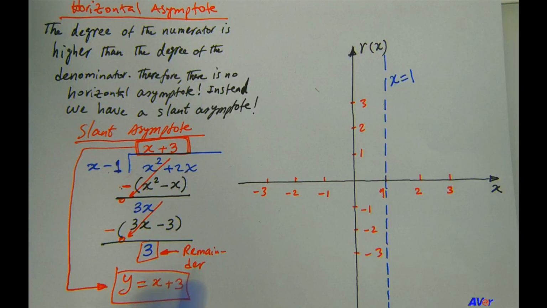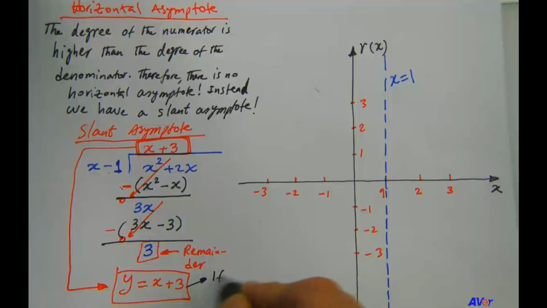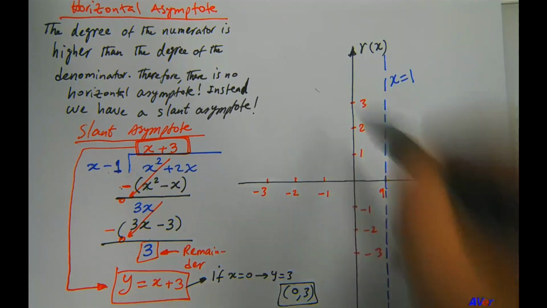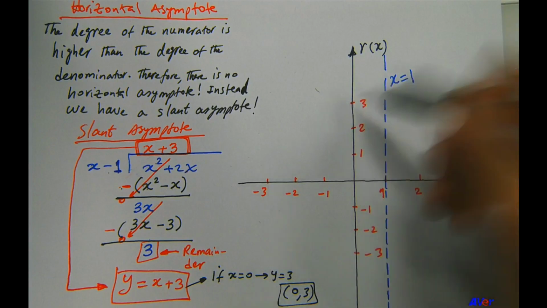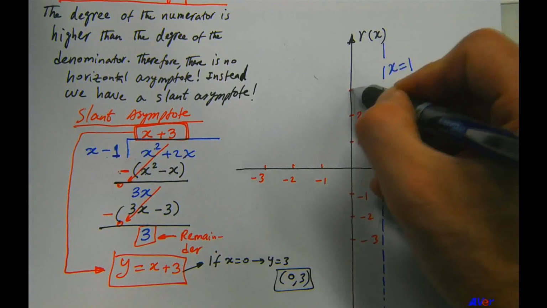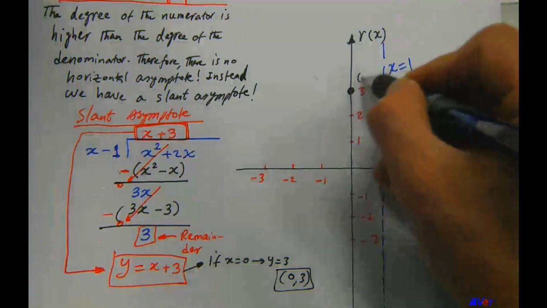So let's find where the x and y intercepts are for this straight line. Right? So we can quickly do that. So if x equals 0, then y equals 3. So 0, comma 3 is the y-intercept for the slant asymptote. So that would be here. So the slant asymptote is going to intersect the y-axis here at 0, comma 3.